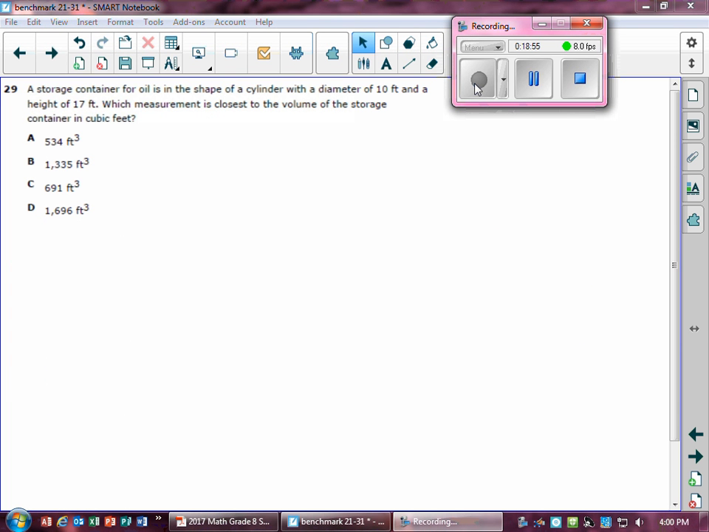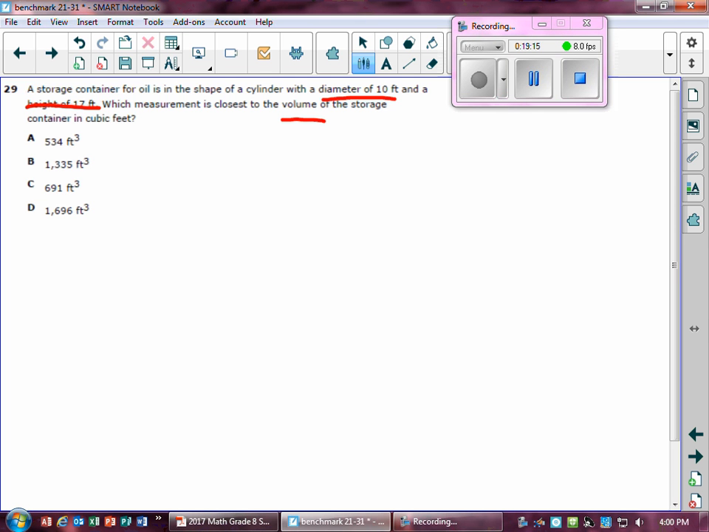Okay. All right, number 9. A storage container for oil is in the shape of a cylinder with a diameter of 10 feet. So saying a diameter of 10 feet. And a height of 17 feet. Which measurement is closest to the volume of the storage container in cubic feet?